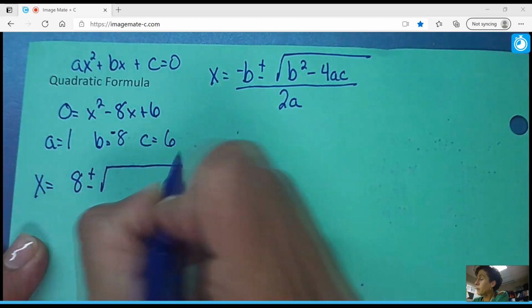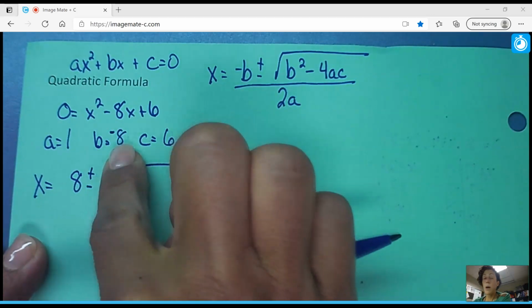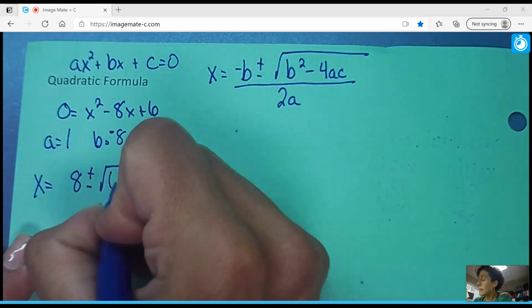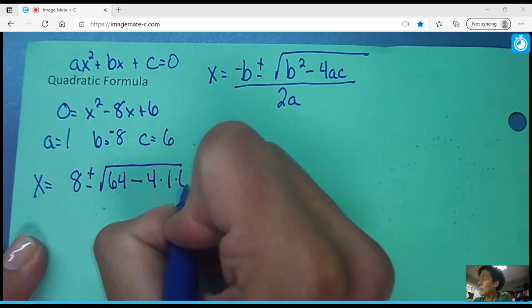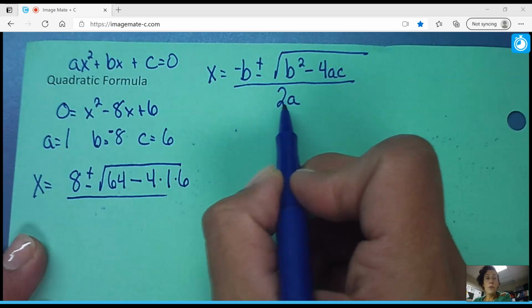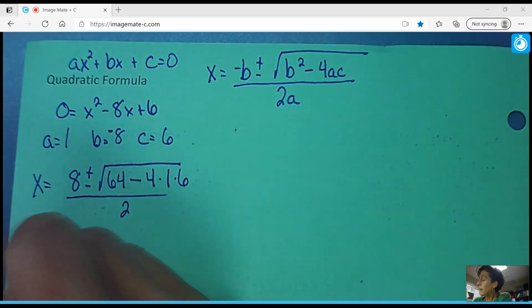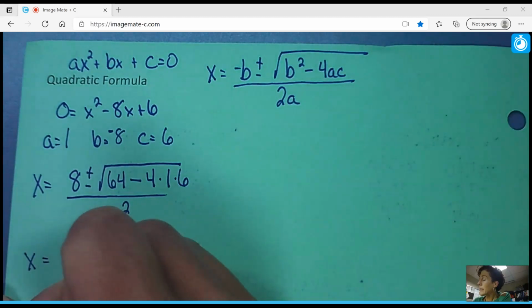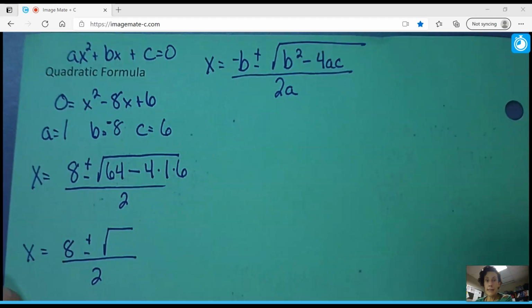Here goes my square root, and now I'm going to take b and square it. When you square a number, you always get a positive. So -8 times -8 is 64. Minus 4 times a times c. And then all of this is over 2a, so 2 times a, 2 times 1 is 2. From there, all of your work will be focusing on the check mark. So notice the things that are staying the same.